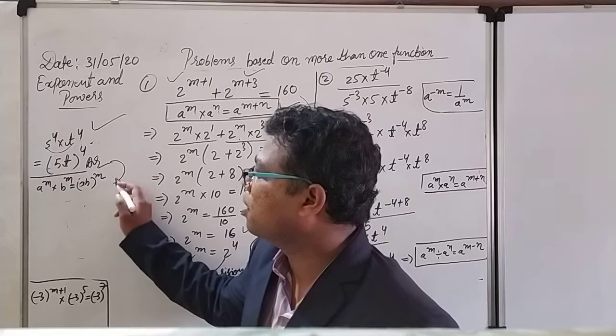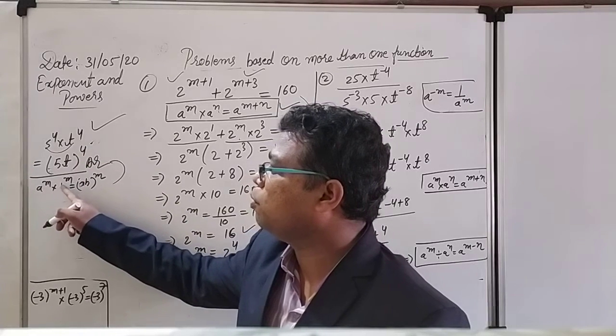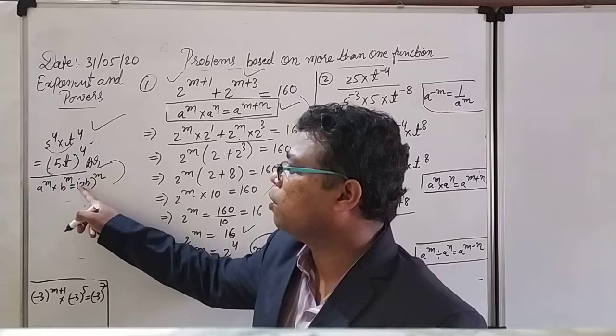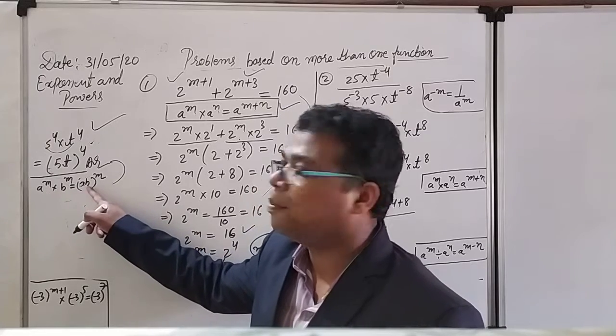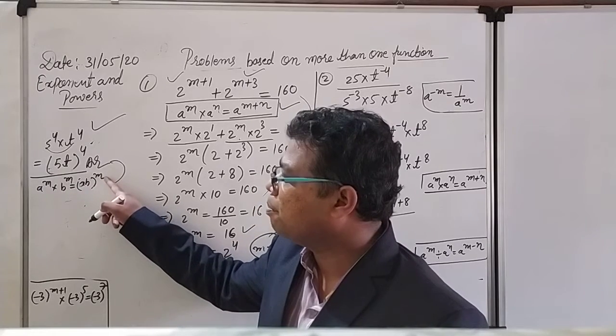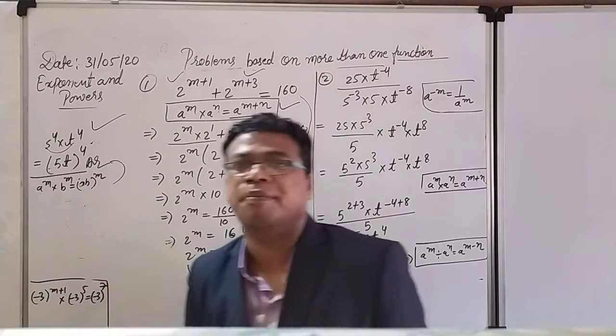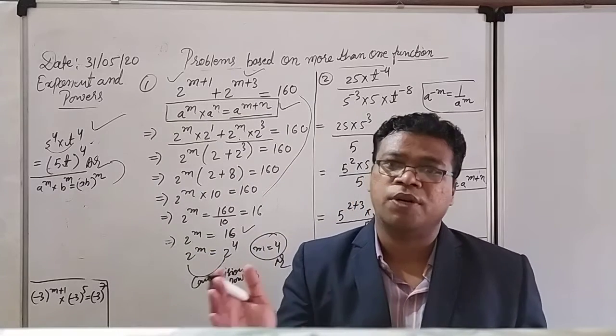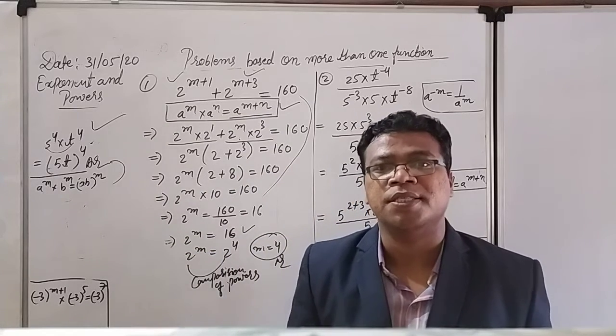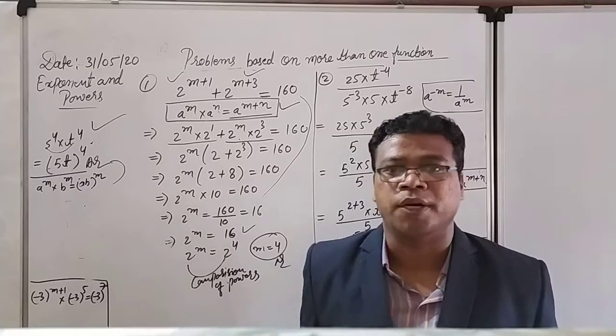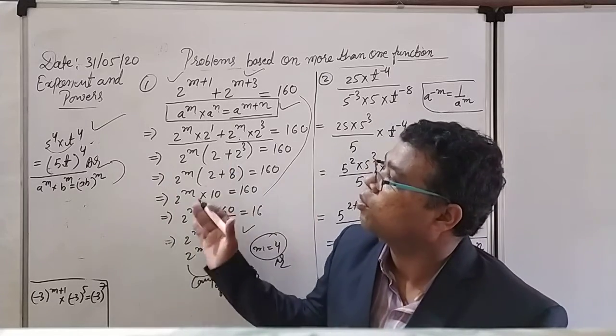And what is that particular rule? This rule: a to the power m into b to the power m is equal to ab, the multiplication of both bases, whole power m. If the bases are different but have a common exponent, we directly multiply both the bases and keep the common exponent. So this is all about the case.